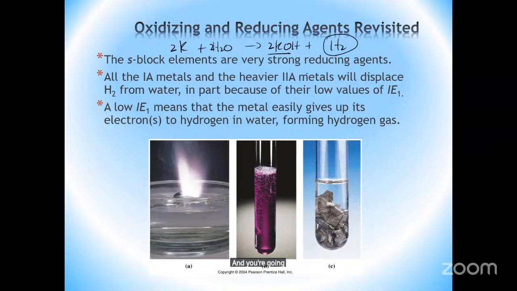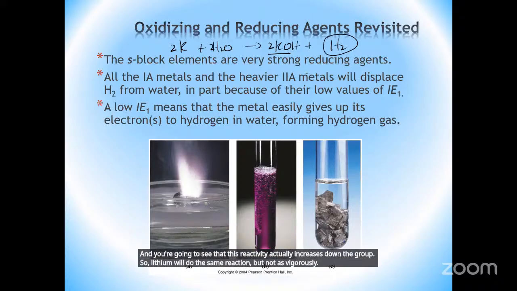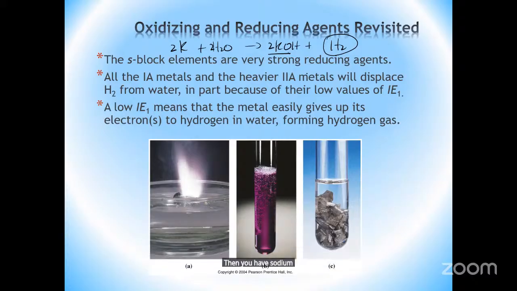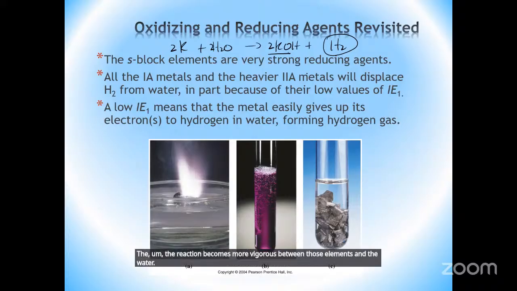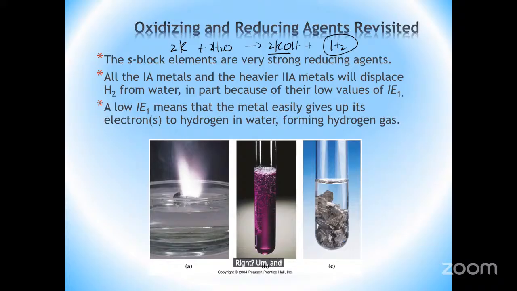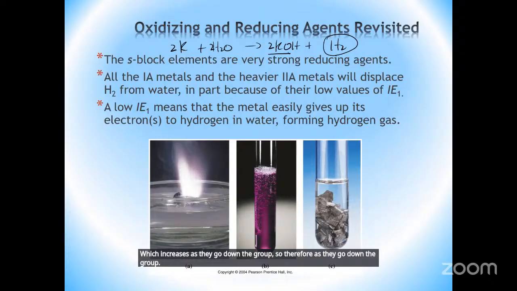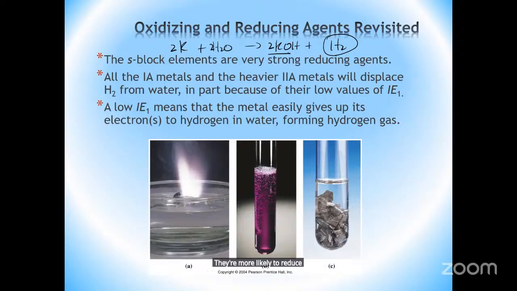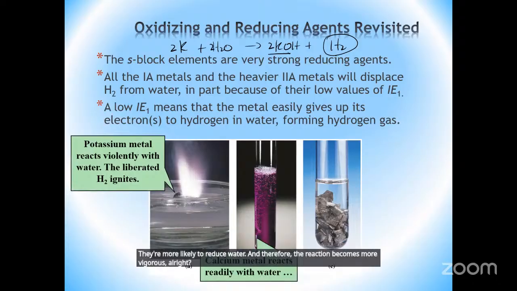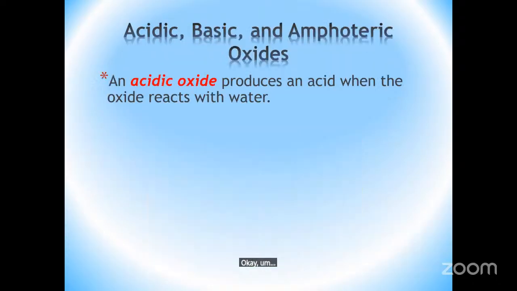And you're going to see that this reactivity actually increases down the group. So lithium will do the same reaction, but not as vigorously. Then you have sodium, then you have potassium. So as you go down the group, the reaction becomes more vigorous between those elements and water, all right? And the reason why that happens, as stated here, is that those elements on that side of the periodic table have low first ionization energies, which decrease as they go down the group. So therefore, as they go down the group, they're more likely to reduce water, and therefore the reaction becomes more vigorous. All right. Okay. And then I think this is the final thing in this chapter.